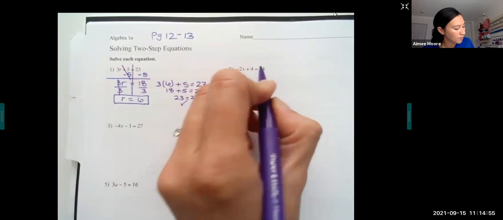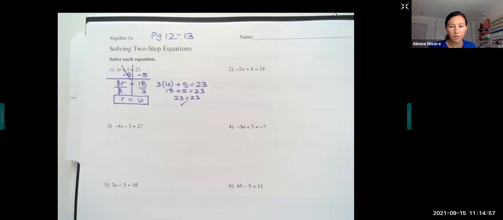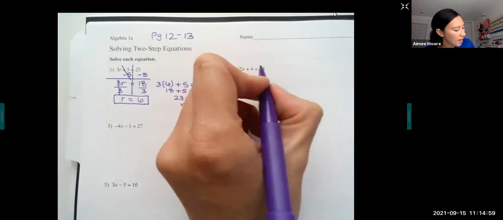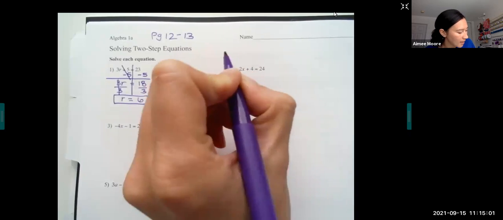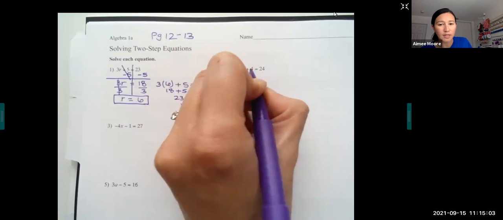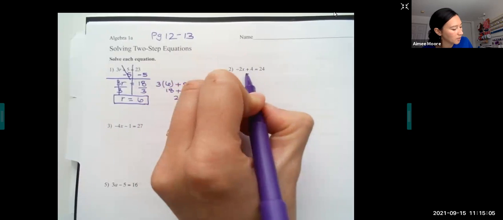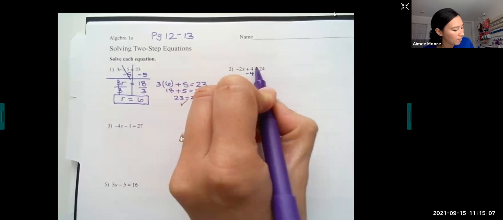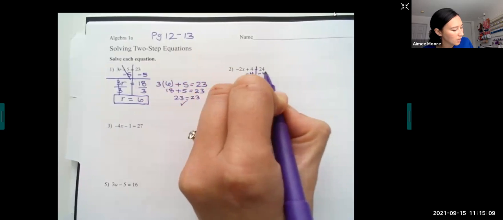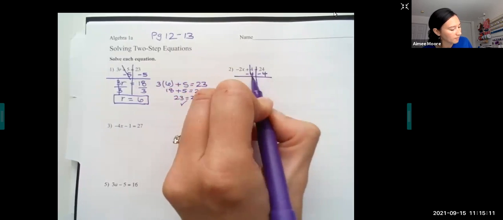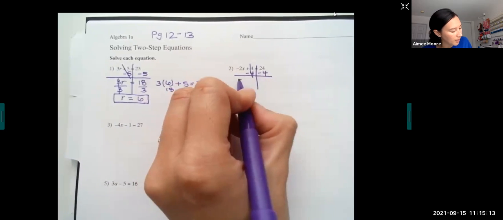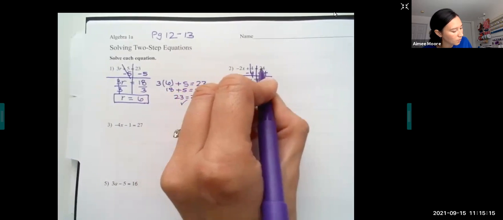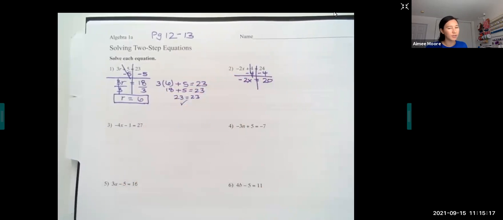All right, negative 2x plus 4 equals 24. So again, trying to isolate x, get x all by itself. First, I need to get rid of this plus 4. I'm going to subtract 4. Whatever I do to one side, I have to do to the other side. That leaves me with negative 2x, which equals 24 minus 4, which is 20.